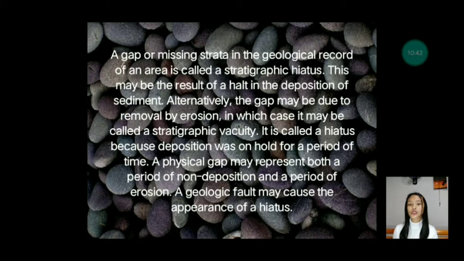A gap or missing strata in the geological record of an area is called a stratigraphic hiatus. This may be the result of a halt in the deposition of sediment. Alternatively, the gap may be due to removal by erosion, in which case it may be called a stratigraphic vacuity. It is called a hiatus because deposition was on hold for a period of time. A physical gap may represent both a period of non-deposition and a period of erosion. A geologic fault may cause the appearance of a hiatus.